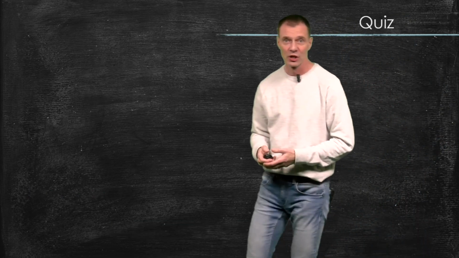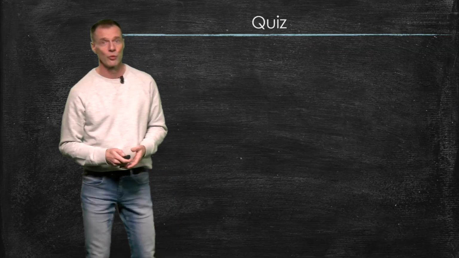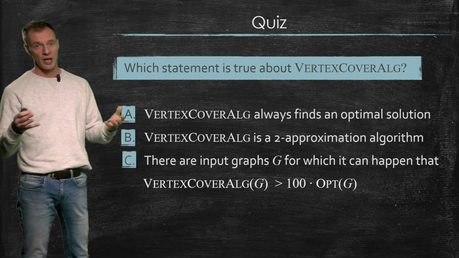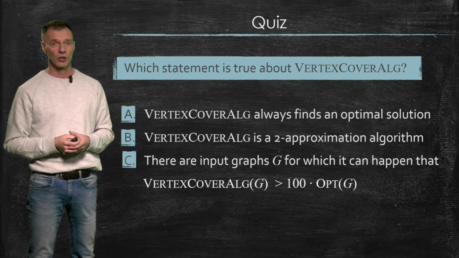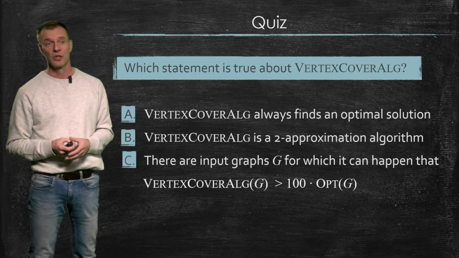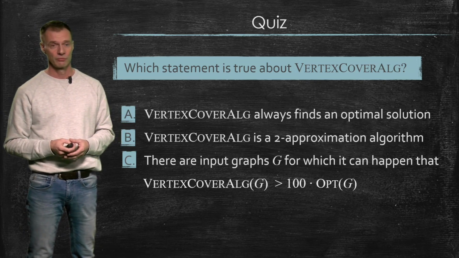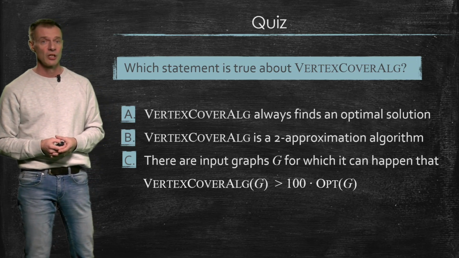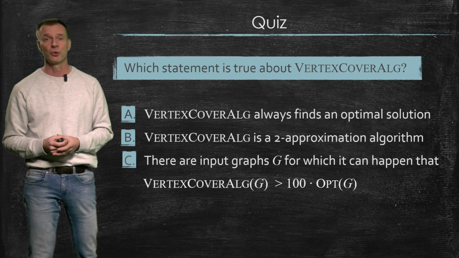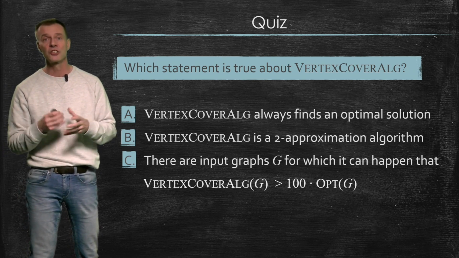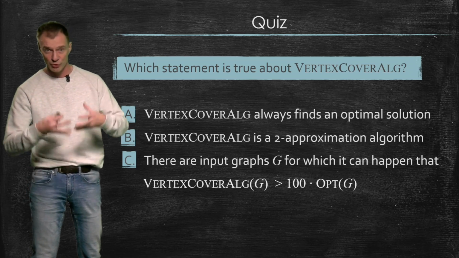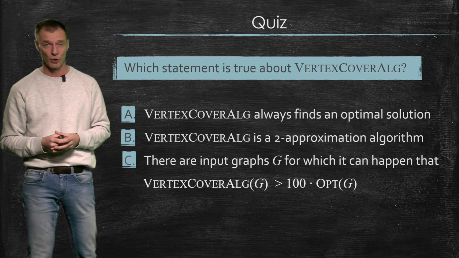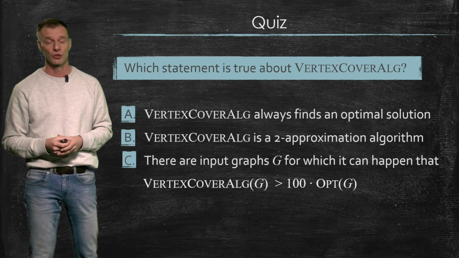So let's first do a very simple quiz, which hopefully is very easy for you. If you look at this algorithm, then what is the quality of the solution? A, is it always going to be optimal? B, is it a two-approximation algorithm? C, are there maybe input graphs such that the size of the cover we compute, so the number of vertices we put into the cover, is more than 100 times the optimal, the minimum possible number of vertices in the cover?